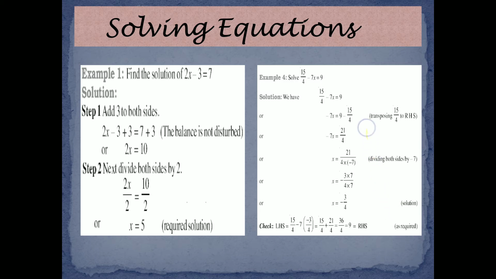Now this was to the left. See, if you want to check the answer, you can check it over this: 15 by 4 minus 7 into minus 3 by 4. You have to put this value of x in the equation, in place of x. Once you do that and solve it, you get 9, that is, this right hand side value. So it shows that our answer is correct.